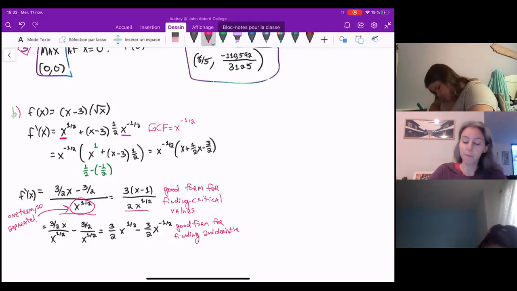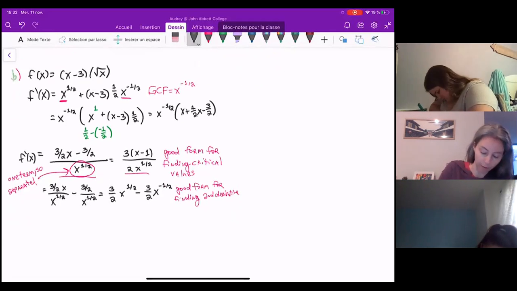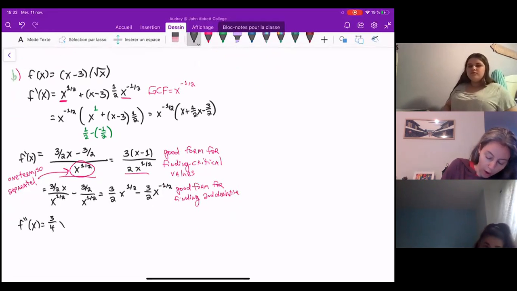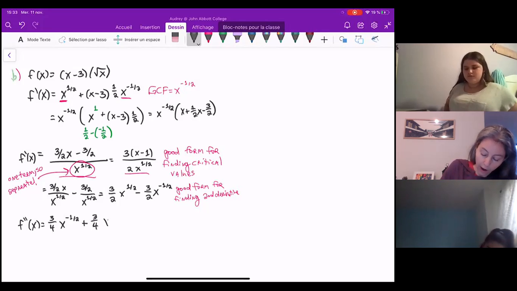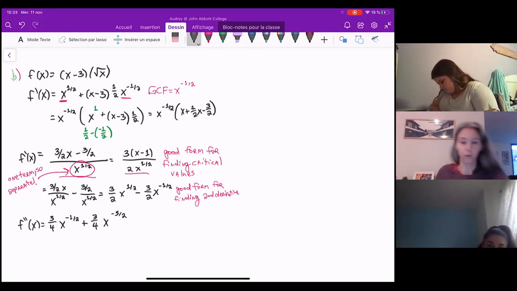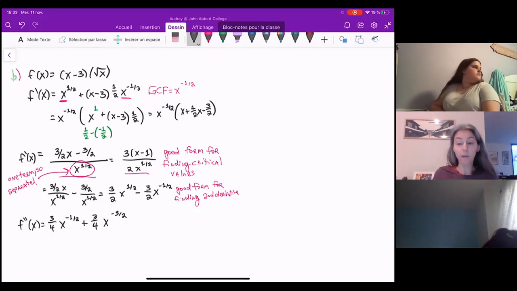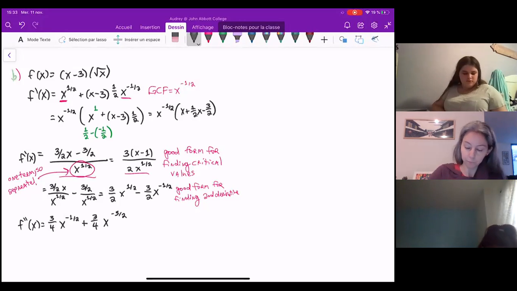Okay, so now it's going to be super easy, just 2 simple power rules to find my second derivative. So f double prime of x is equal to 3 over 4 x to the negative 1/2 plus 3 over 4 x to the negative 3 over 2. And since I'm not setting this equal to 0, it's okay for me to leave it like this. I don't have to worry about simplifying or anything like that.